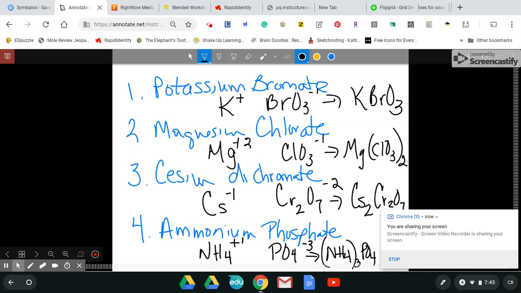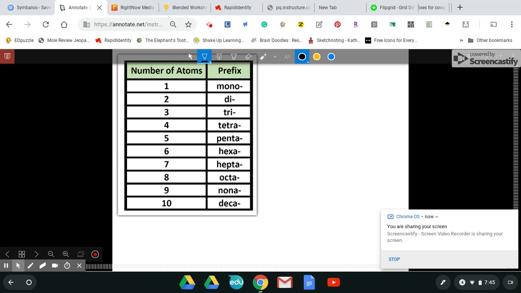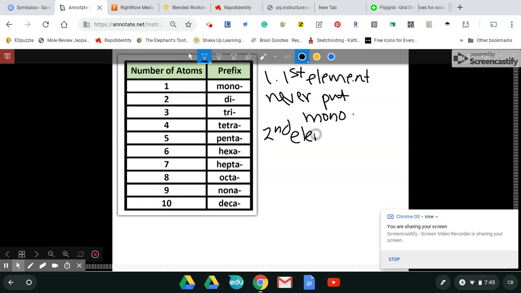So go back and check your answers. See if you got the same ones that I did. All right. Now I'm going to add on, and we're going to look at covalent compounds. Covalent compounds have to use prefixes. Now here's the only rule. The first element, you never put mono with it, okay? And then the second element, you change the ending to IDE.